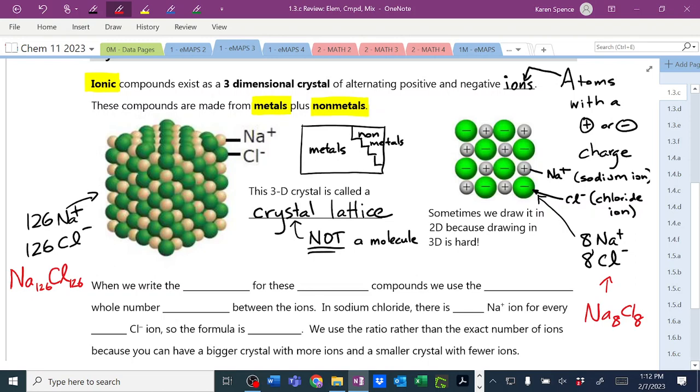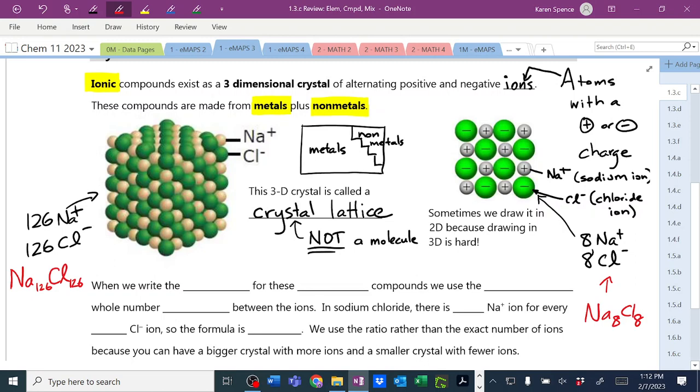And how would you even know? I mean, here I can count them because they're big, but if you look at this, can you count the ions in this crystal? Can you see the ions in this crystal? No, they're just far too small.